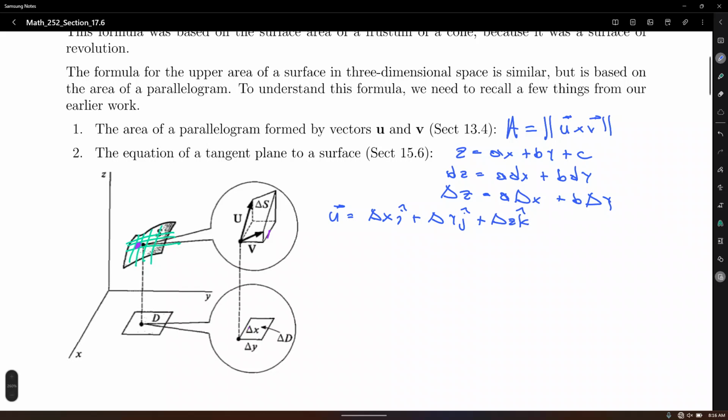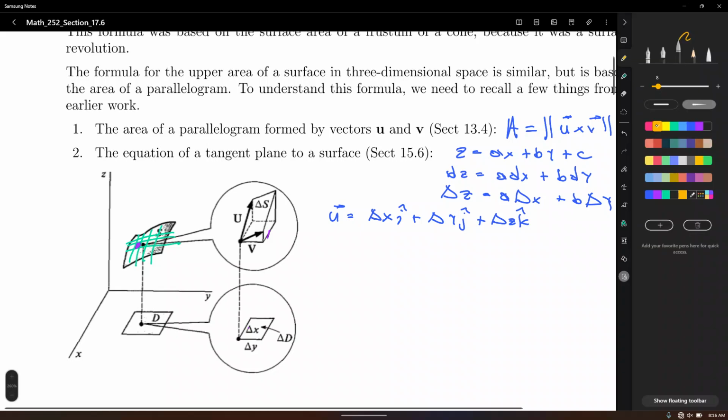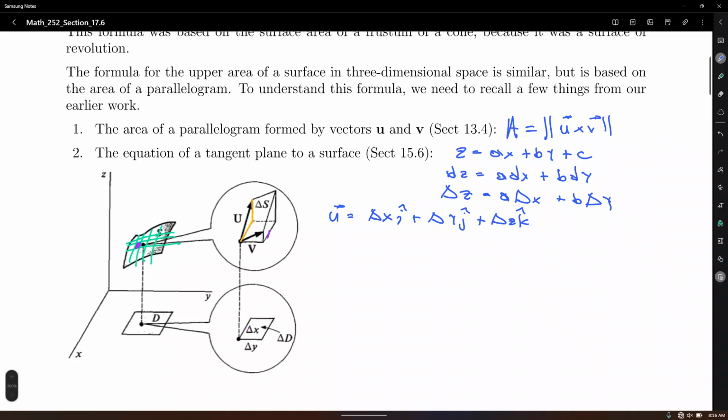However, notice vector u, how it only involves components in the direction of x and in the direction of z. Do you guys see this? It's not going in the direction of y. So I'm going to represent this vector in component form in a better way. That means this vector is delta x, 0, delta z. Let me get rid of all this.